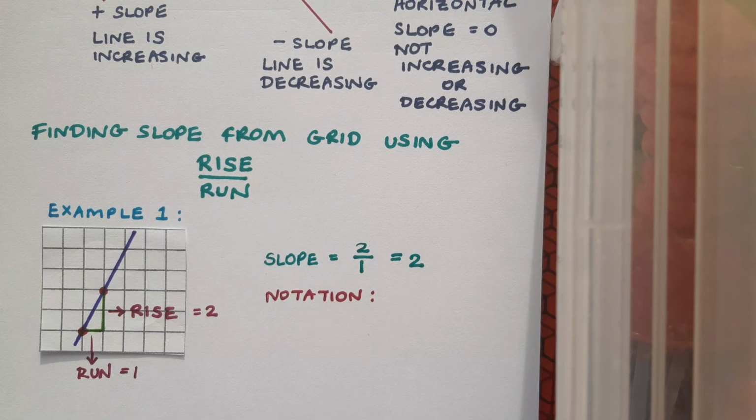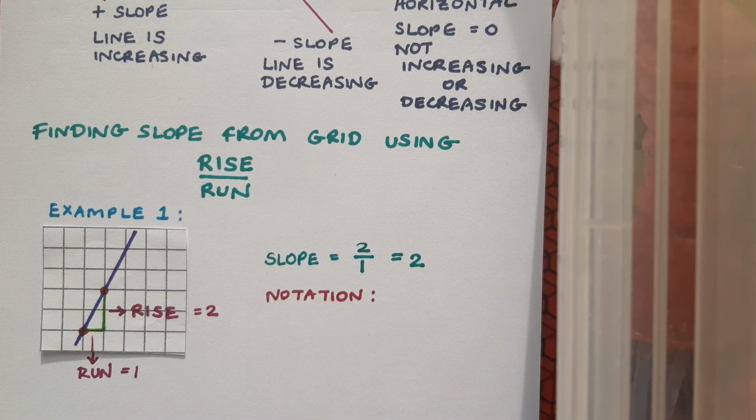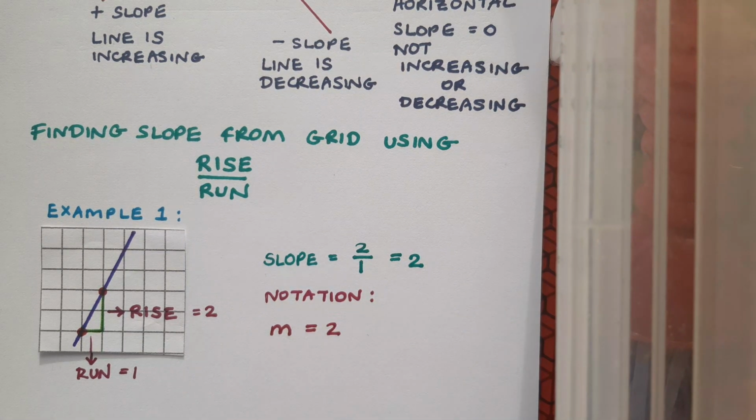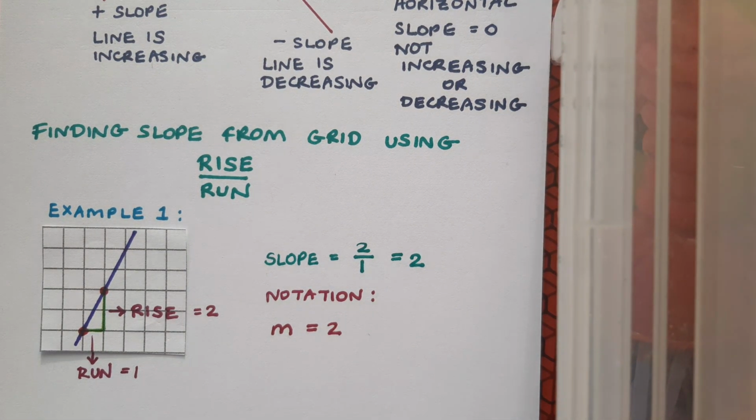A little bit of notation now. We don't tend to write the full word slope down when we're doing calculations in maths. Instead, we have a letter that stands for it. And for slope, that letter is M. So in this particular question, M was equal to 2. And just as a final thing to note, this line was sloping up.